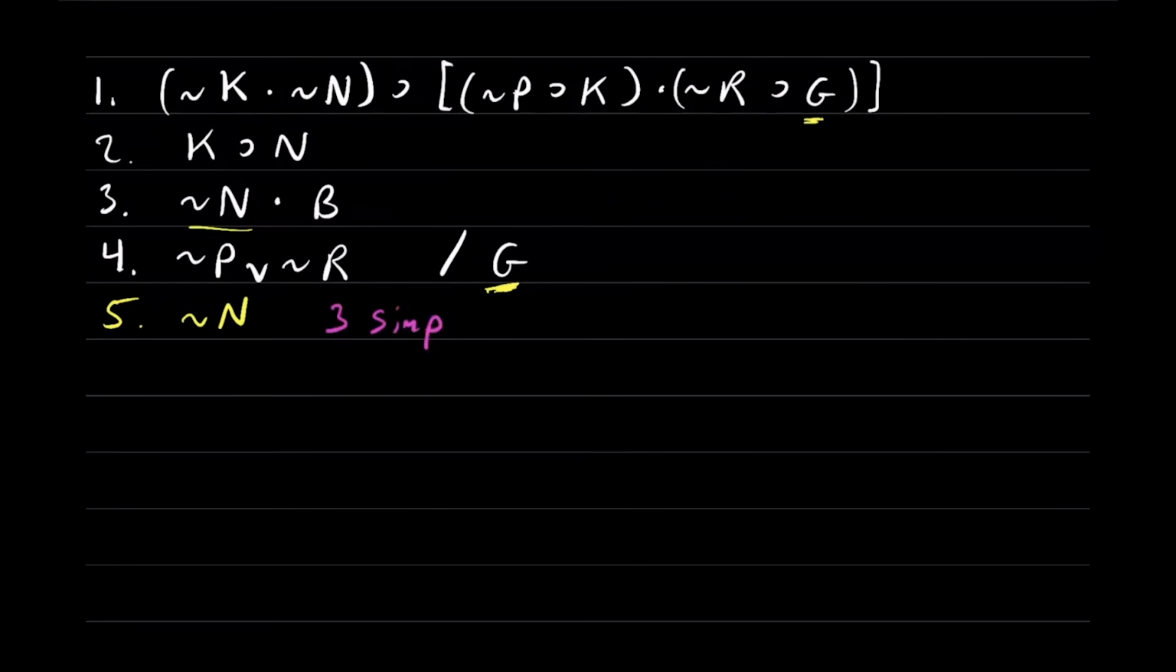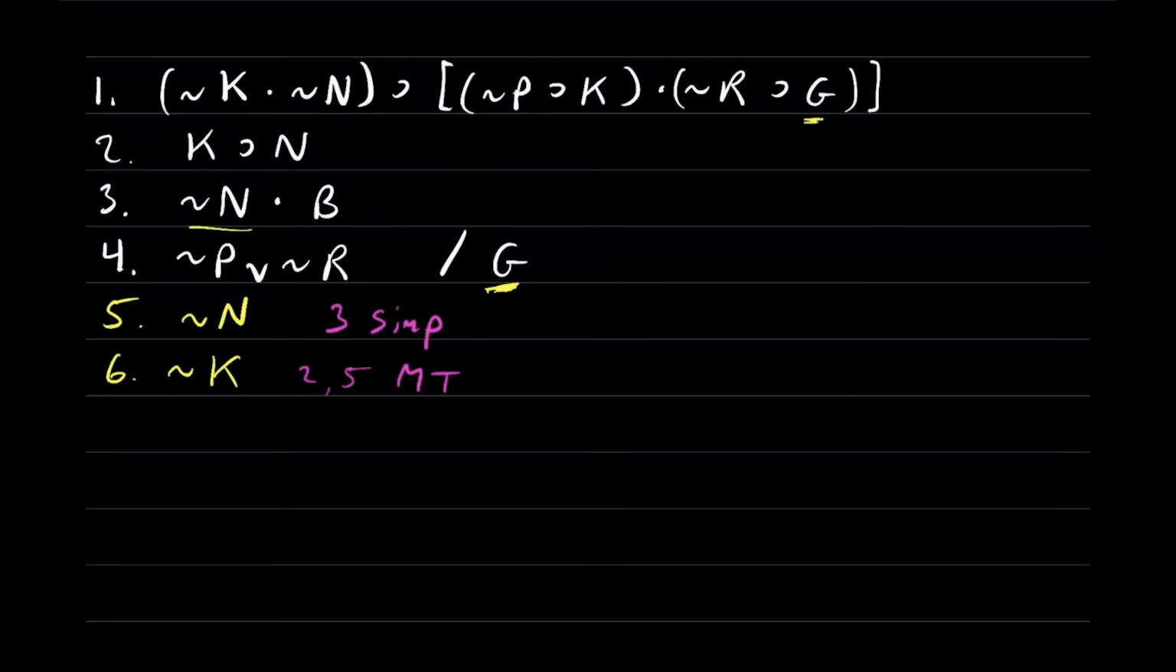Okay. From there, something fairly easy to recognize: line 2 tells us k implies n, but we know the consequent is false. We know not n on line 5. So from modus tollens, we know that the antecedent has to be false, or not k. And that's going to follow from line 2 and line 5 by modus tollens, MT.